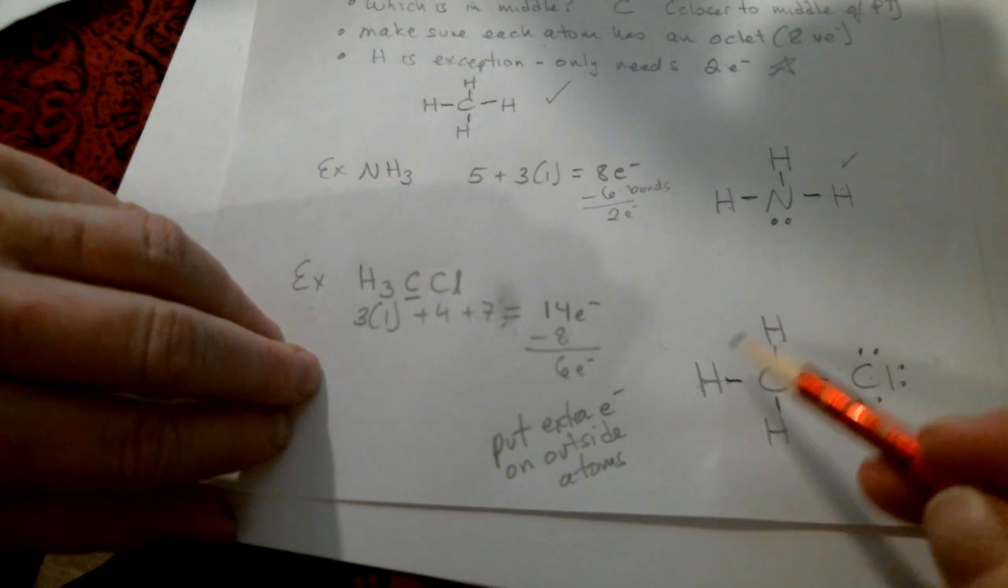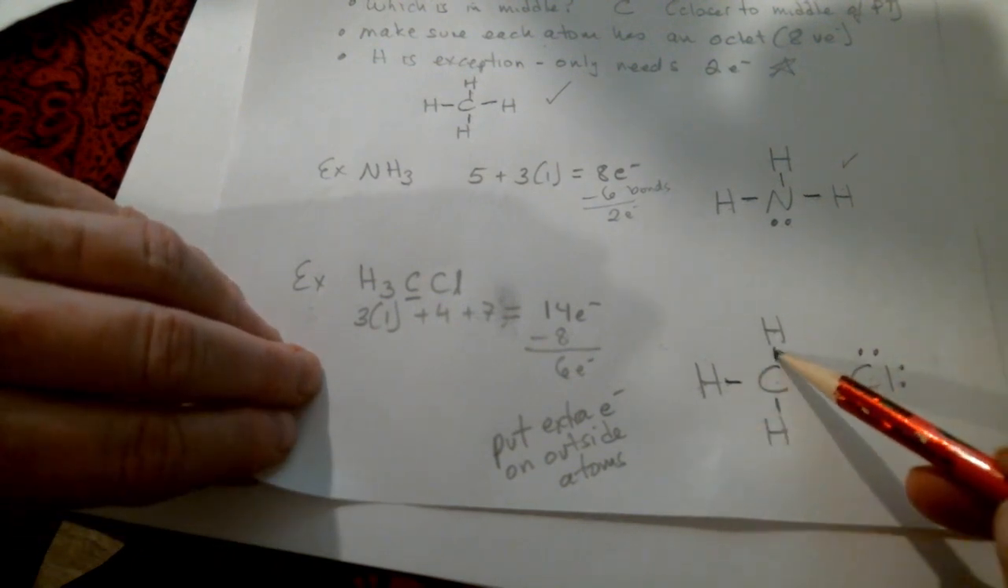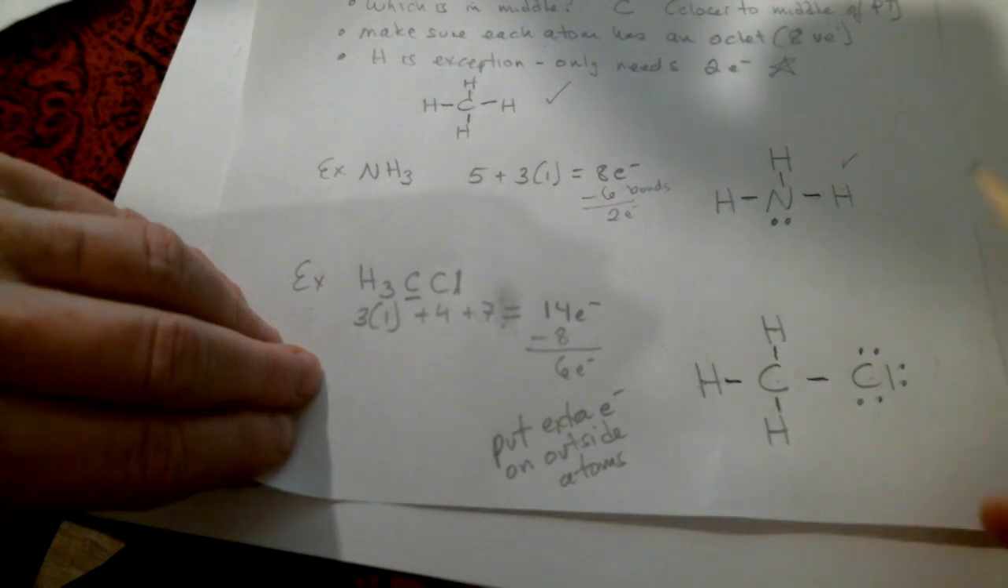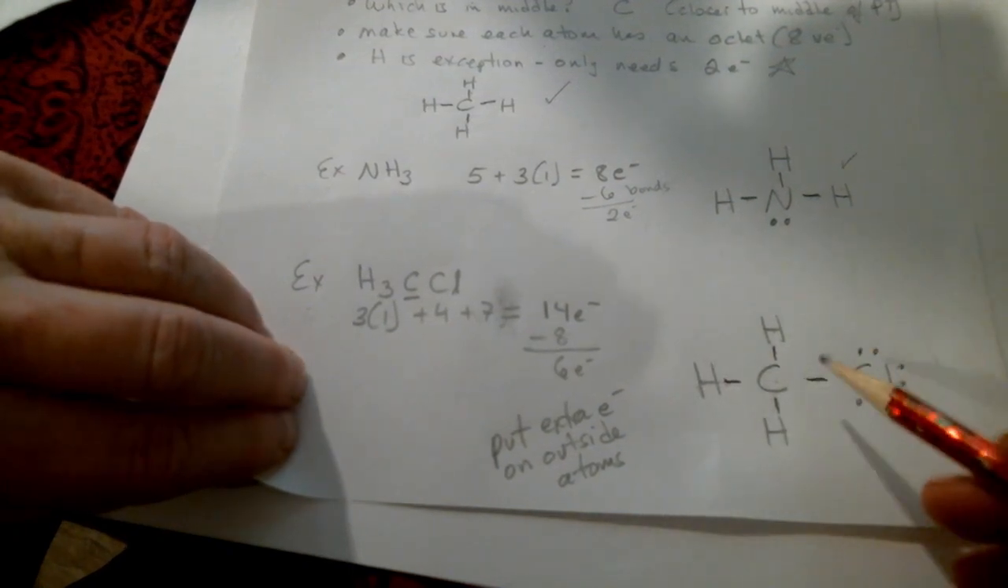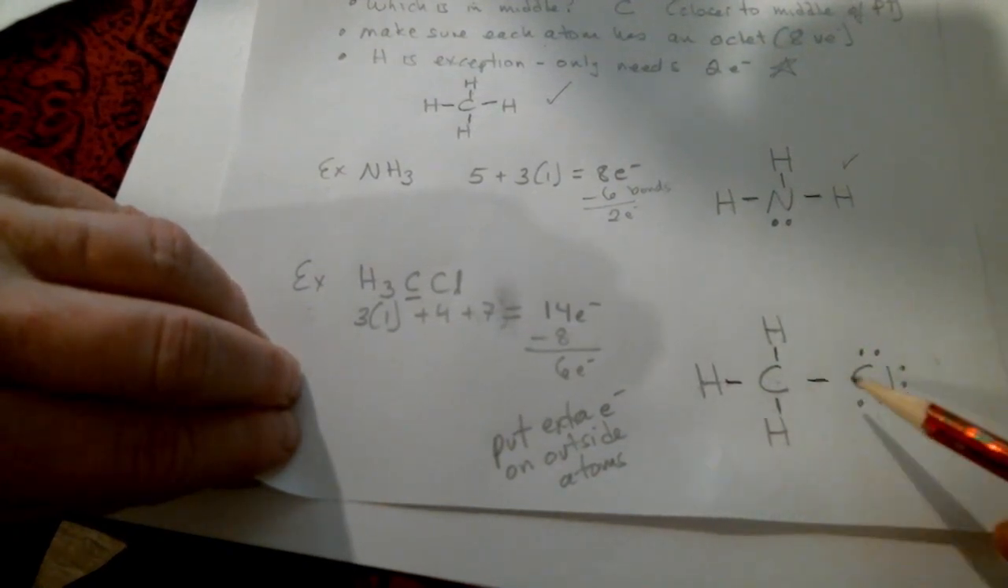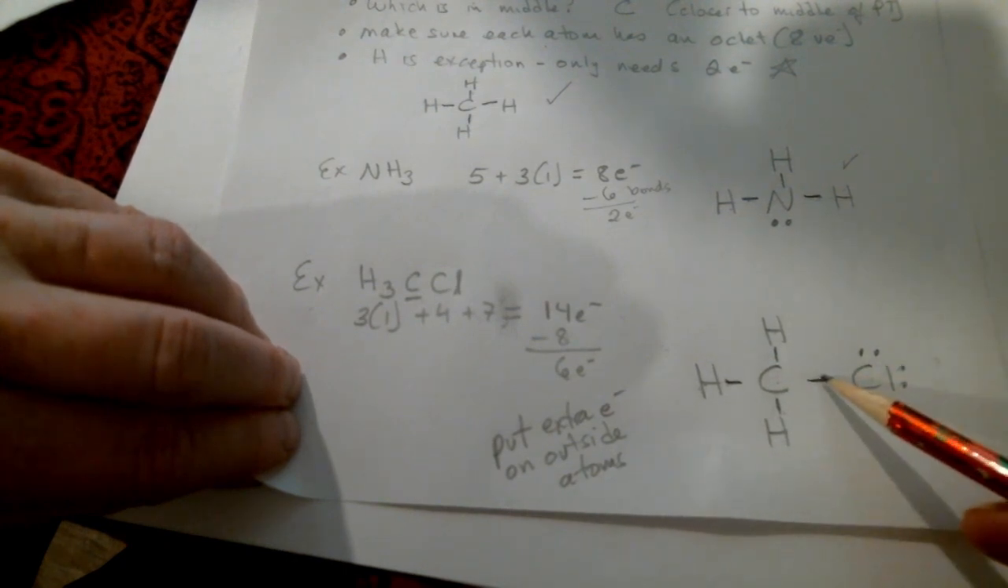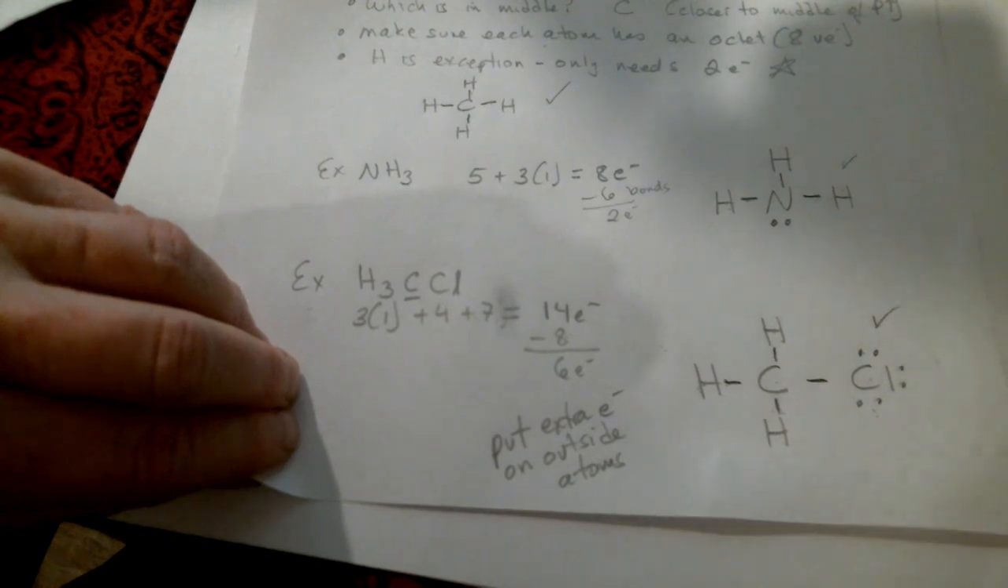Okay, again, do I have 14 electrons? 1, 2, 3, 4, 5, 6, 7, 8, 9, 10, 11, 12, 13, 14. I have my 14 electrons. Does everything have an octet? The carbon does. 2, 4, 6, 8. These are shared, so it counts for that also. 2, 4, 6, 8. So now that one is correct.